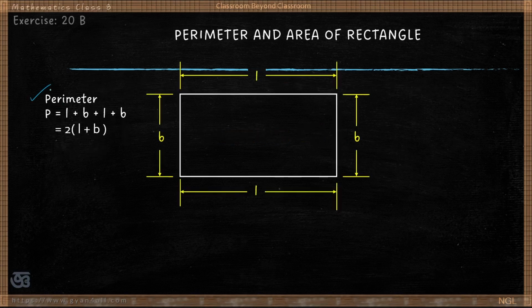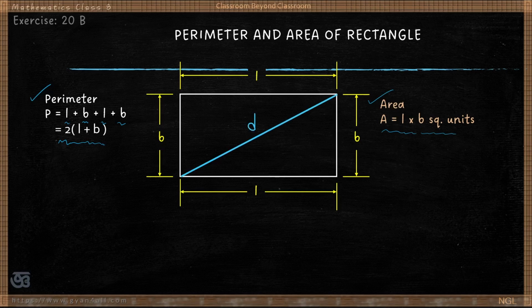The perimeter of a rectangle is L plus B plus L plus B. That is the length of all the sides of the rectangle, and that becomes twice (L plus B), length plus breadth. And the area of the rectangle is length multiplied by breadth square units.